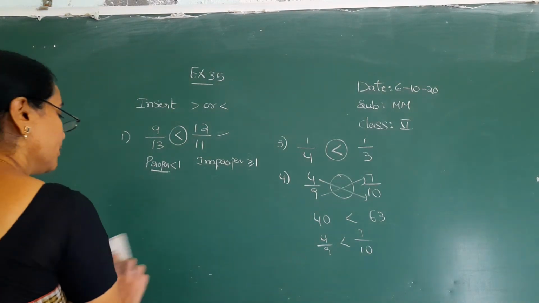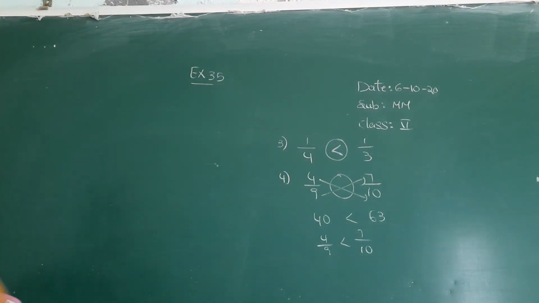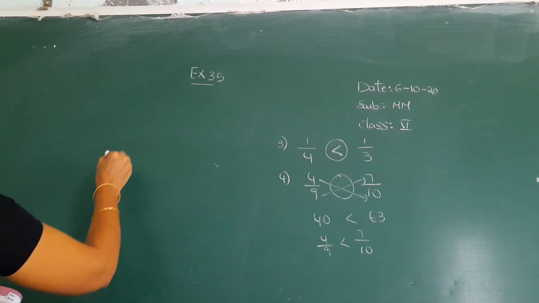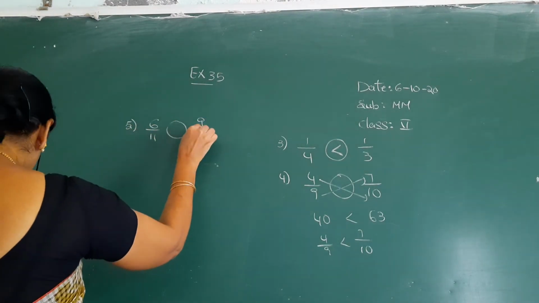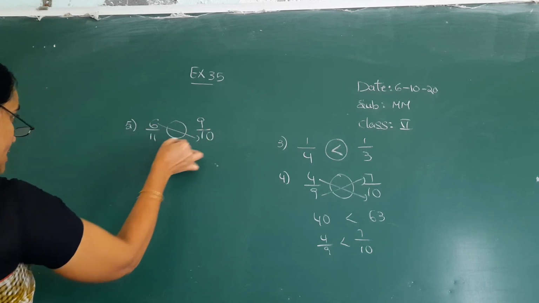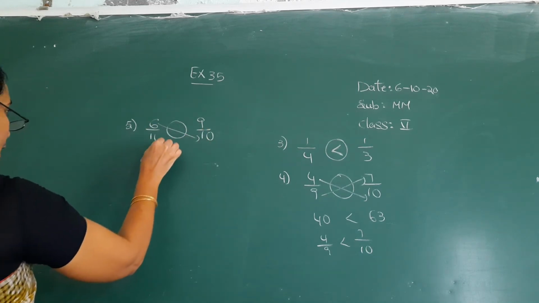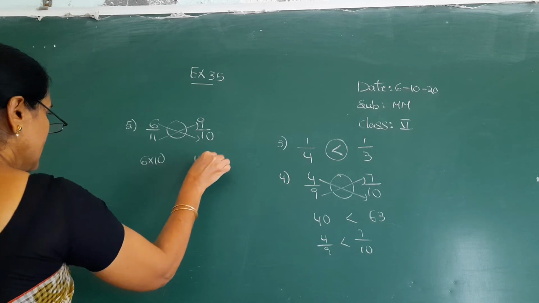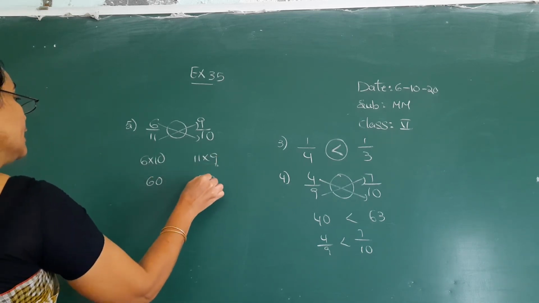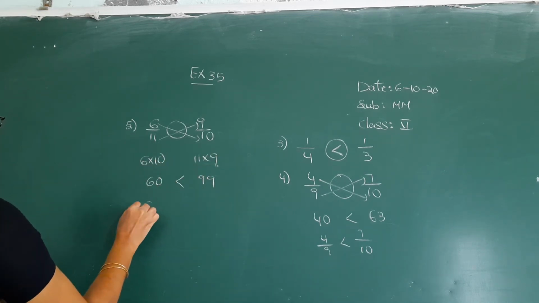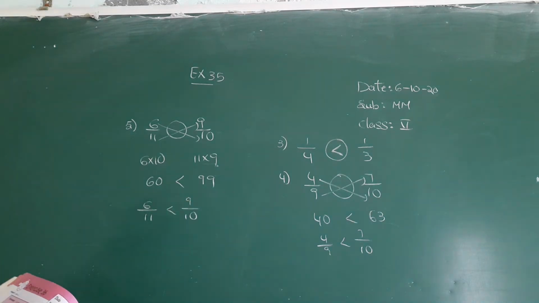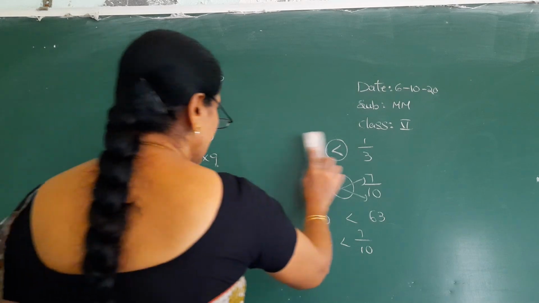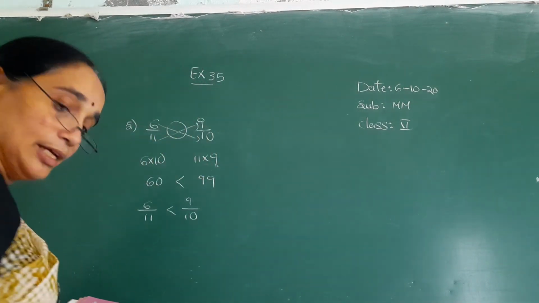See the fifth problem. 6 by 11, 9 by 10. 6 into 10, 11 into 9: 60, 99, it is greater. So 6 by 11 is less than 9 by 10.